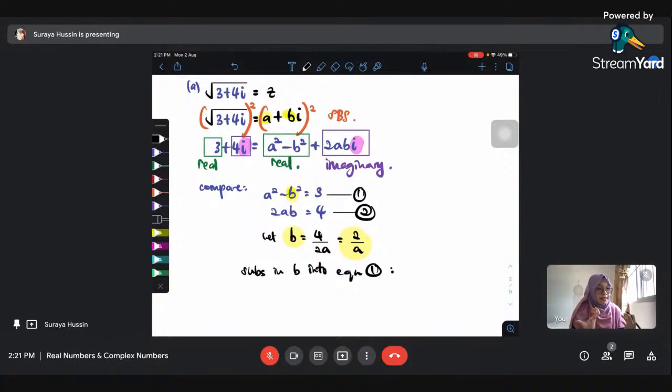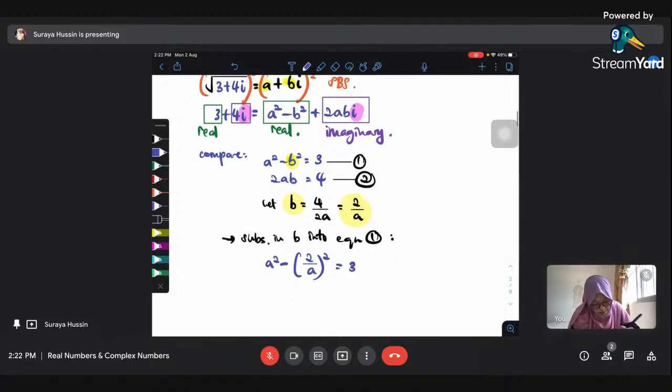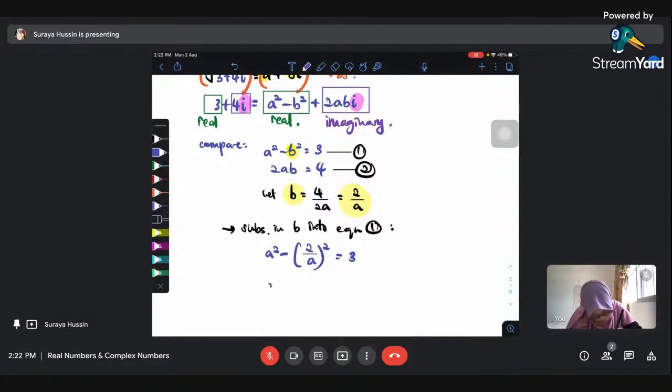You buatlah dalam bentuk yang cerita. Actually mathematics is about cerita, it's about story, where you can write it down in your own words. So this is my own words. Subs in B into equation 1. You buatlah begitu supaya jelas bagi kamu. So A squared minus B, which is 2 over A, bracket jangan lupa ya, sebab it's very important here, ada square di luar. And then you solve it. 4 over.